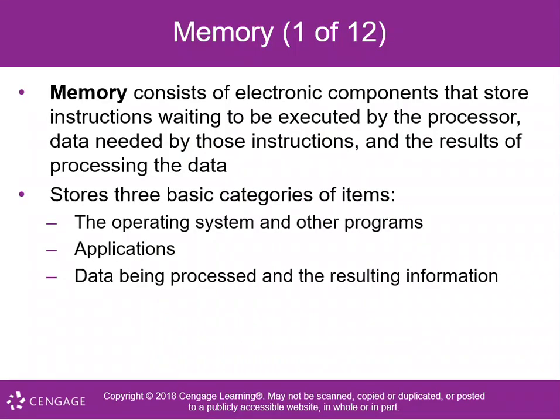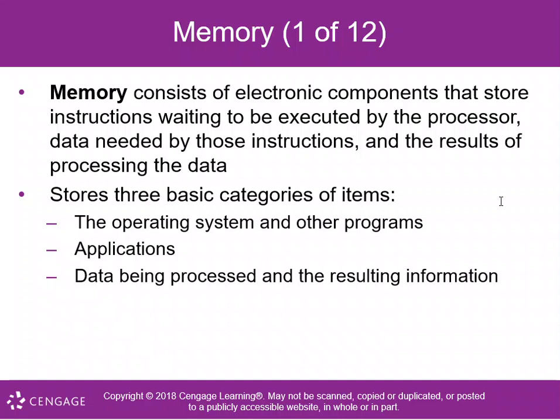Okay, next, kita tengok lebih detail tentang memory. So, last time I have mentioned there are three types of memory: RAM, ROM dengan flash memory. Okay, ada yang volatile, ada yang non-volatile. Dan ada yang flash memory, dia combine the characteristics of RAM and ROM. Okay, so memory, recall back, consists of electronic components that store instructions waiting to be executed by the processor, data needed by those instructions and the result of the processing data. So, secara ringkasnya, memory ni adalah electronic component yang menyimpan segala arahan sebelum diproses oleh processor dan juga menyimpan data yang diperlukan untuk kita perform satu instruction dan juga result selepas processing data tadi.